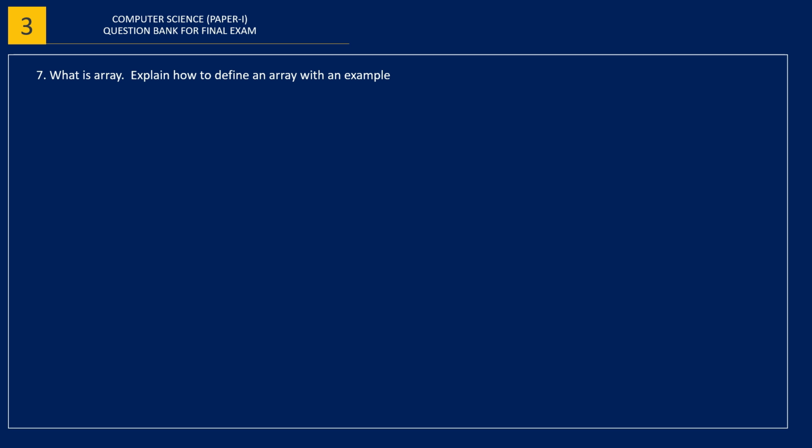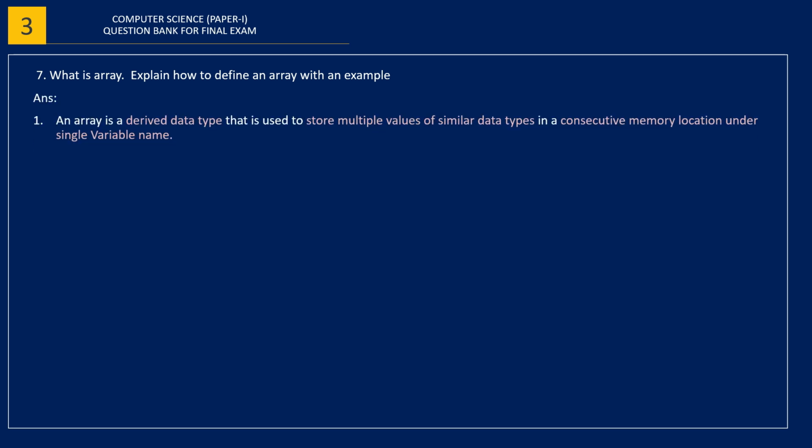Question number 7, what is an array? Explain how to define an array with an example. So first we'll understand what is an array. An array is a derived data type that is used to store multiple values of a similar data type in consecutive memory locations under a single variable name.